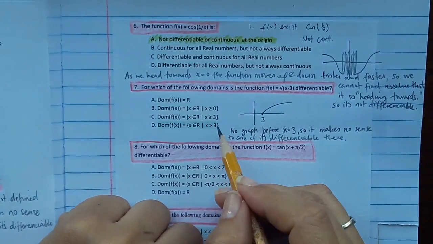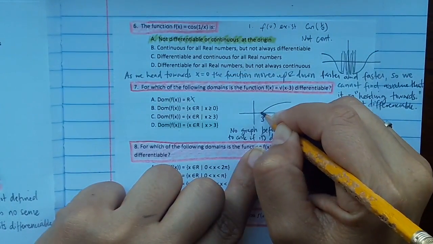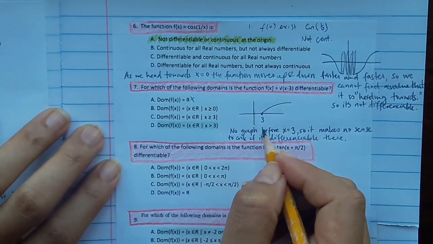The graph starts at 3, so we're going to check what happens at 3, okay, because it does have some equal to 3 questions here. So we're going to look at what happens at 3.